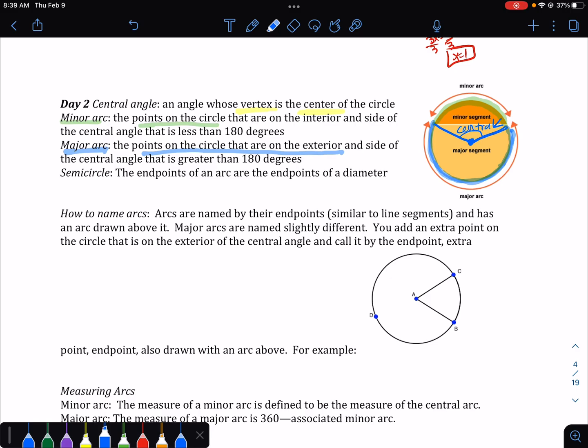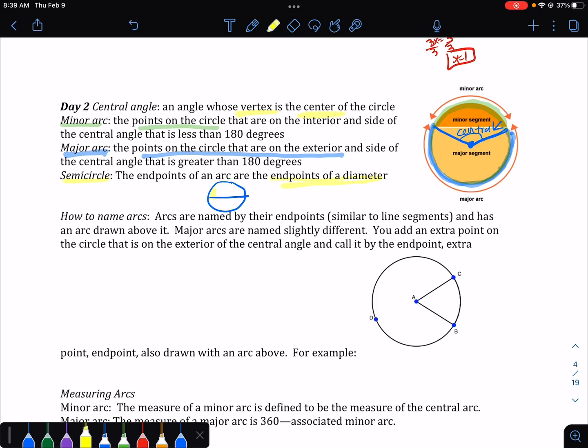Okay. We also have a semicircle that you should be aware of. The endpoints of an arc are the endpoints of the diameter, right? So then you just end up having on your circle, this part here would be, oh, let's do yellow. This part here would be your semicircle. Okay. Now, because we have central angles and arcs, we need to know how to name them.